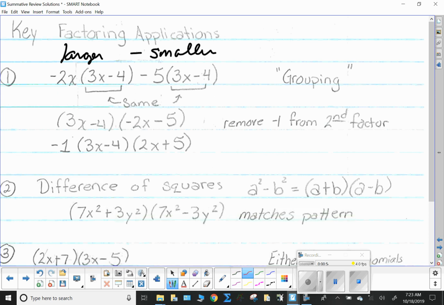Let's go. Grouping already started. So this guy and this guy come here. What's left over is the negative 2x minus the 5. And then if you want, you can remove the negative 1.